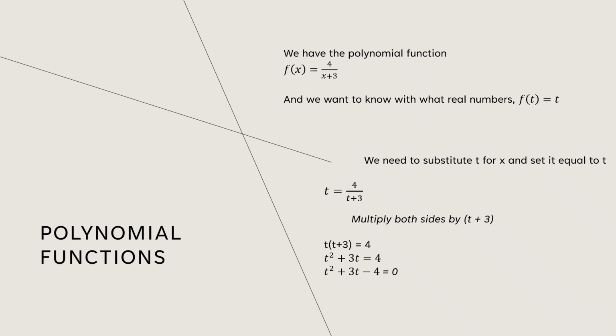Okay, but so we have this function, and we're going to substitute t in for x and set it equal to t. So we have t is equal to 4 divided by t plus 3. Now, in order to solve this, we're first going to have to multiply both sides by t plus 3. And when we do, we find that t squared plus 3t is equal to 4. Now we're going to need to turn this into a quadratic equation that we can factor. So we're going to subtract 4 from both sides and get t squared plus 3t minus 4 is equal to 0.